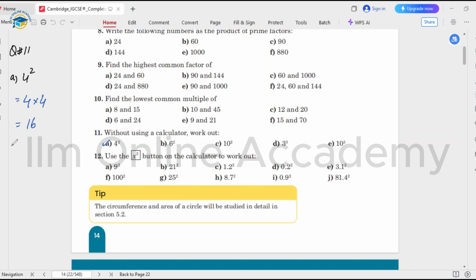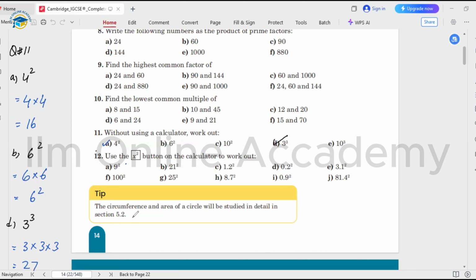Just very simple. Similarly, taking one randomly, we have 6 square. So we need to make it 6 times 6. If we need to find the cube of a number, like in part D, they gave us 3 cube. So we need to multiply the same number 3 times by itself, thrice, like 3 times 3 times 3. So 3 times 3 is 9, and 9 times 3 is 27. So here we got the cube of a number.